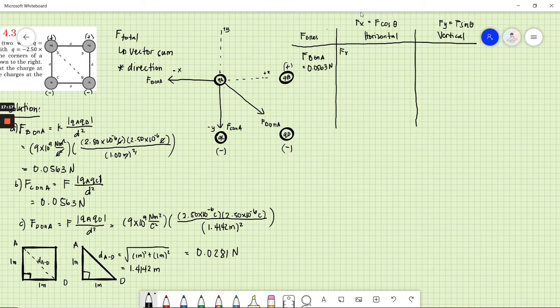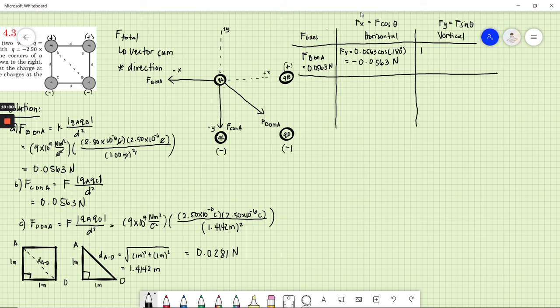So if we solve for our Fx, it is equal to 0.0563 cosine 180 degrees. Cosine 180 degrees is actually negative 1. So negative 1 multiplied by 0.0563 is equal to negative 0.0563 newtons. So our Fx, or the magnitude of our FB on A in the x direction, is equal to negative 0.0563 newtons. The negative sign is there because it's going in the negative x direction. So let's write this here.